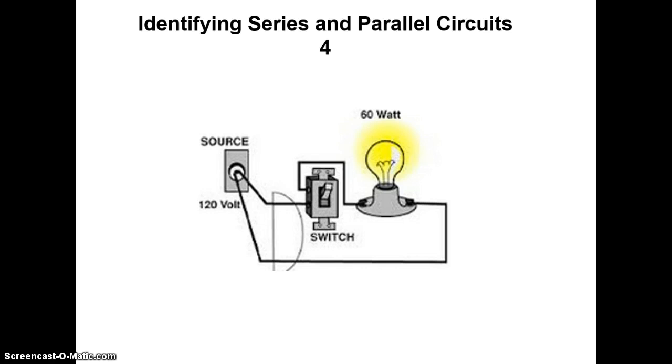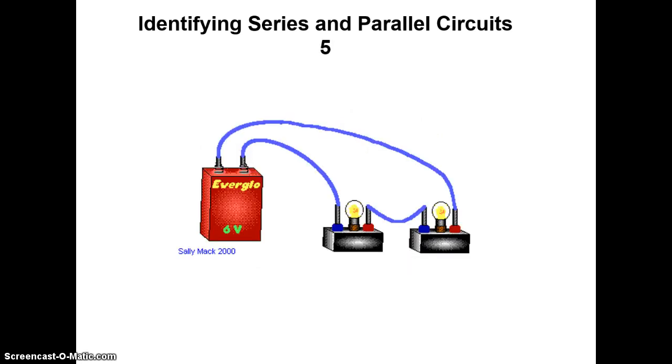Here we have circuit 4. Let's take a look at this one. Okay, is this a series or parallel circuit? Again, you're trying to identify, is there only a single path for the current to go all the way through each of the elements in the circuit? Instead of having a battery, it has the voltage source, which in this case would be our wall outlet. Go ahead and pause this and answer this question.